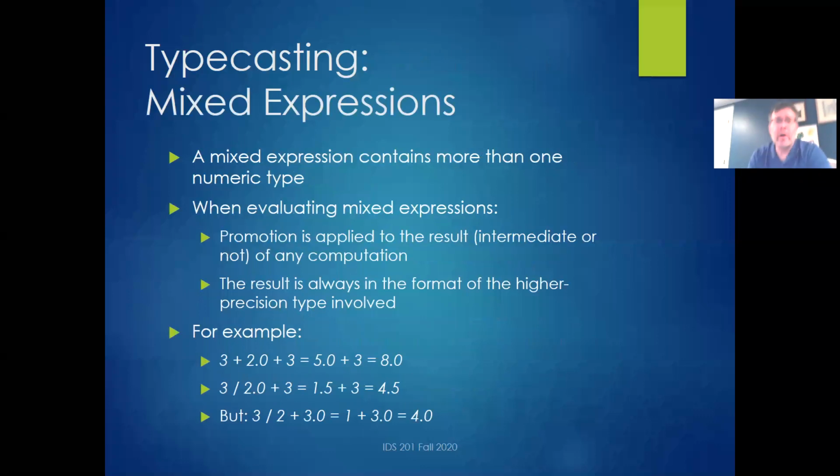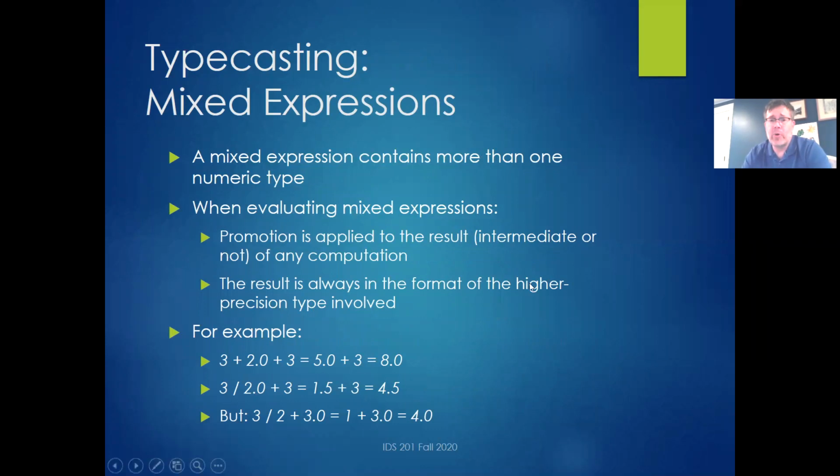okay. So a mixed expression is one that contains more than one numeric type. Now, when you're evaluating them, promotion gets applied to any result, whether it's intermediate or the final result. And the result is always the format of the higher precision type involved. So for example, this first one, 3 plus 2.0 plus 3, well, it's all addition, so it all goes left to right. So 3 plus 2.0, that's an intermediate result, it turns into 5.0. 5.0 plus 3 is going to be 8.0, right? So that gives us our final value there.